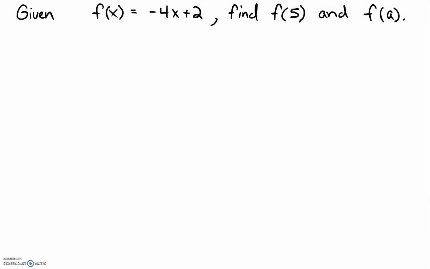In this video, we're going to look at how to evaluate a function. What we're given is f of x equals negative 4 times x plus 2. And we want to use that to find, first of all, the f of 5, and then second of all, the f of a. So let's go ahead and look at the first thing we're asked to find, the f of 5.